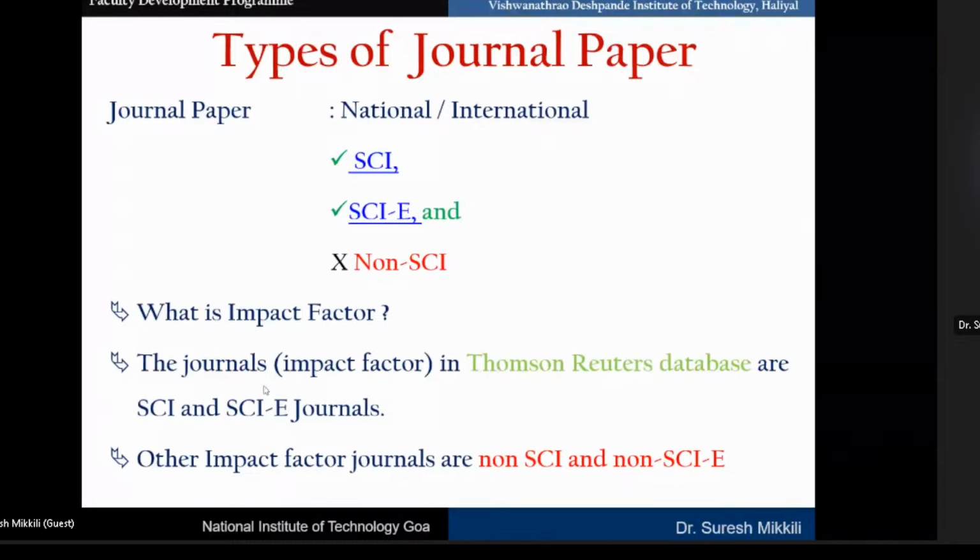SCI journals are like this: you go to any shop to buy an electrical or electronic component or any particular item, there are ISO numbers and standards. Like that, journals also have standard tag numbers, SCI, SCIE, that means Science Citation Index Expanded journals. Like non-SCI, we also have Scopus journals and UGC care journals.